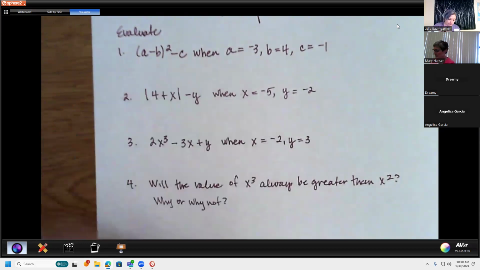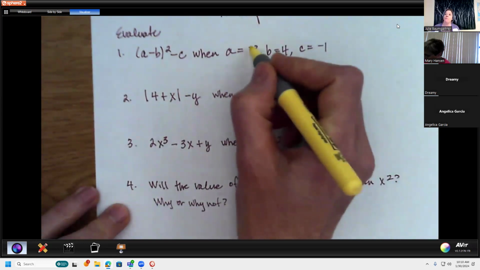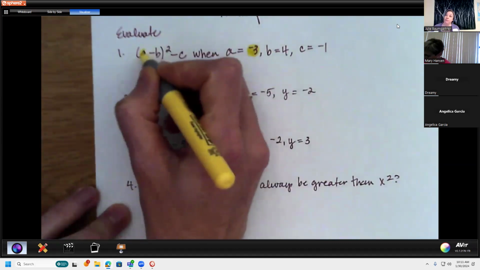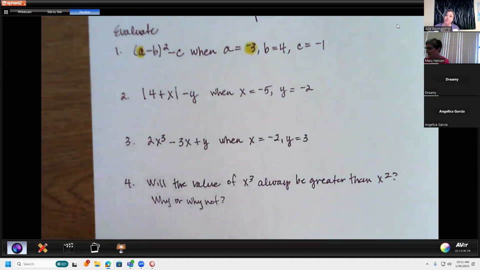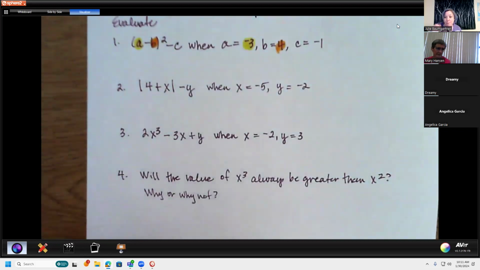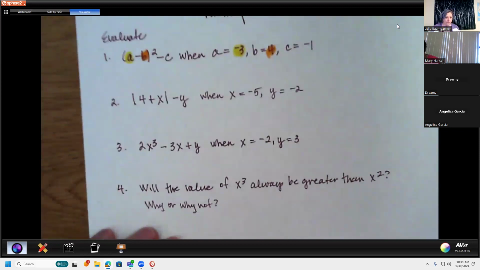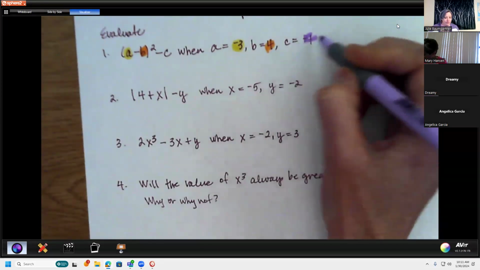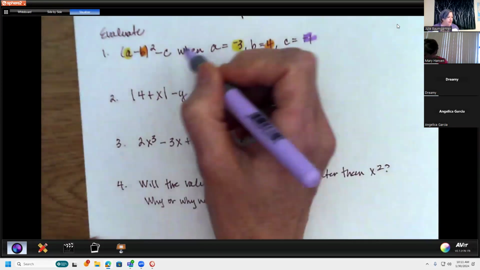And so basically what it's saying is that we need to take where we see A, and we're going to put in a -3. And where we see B, we're going to put in a 4. And where we see C, we're going to put in a -1.